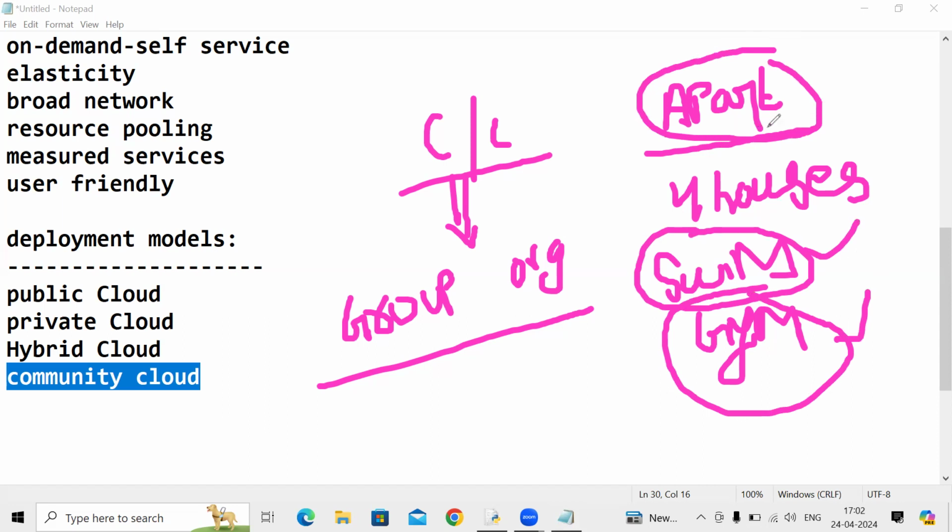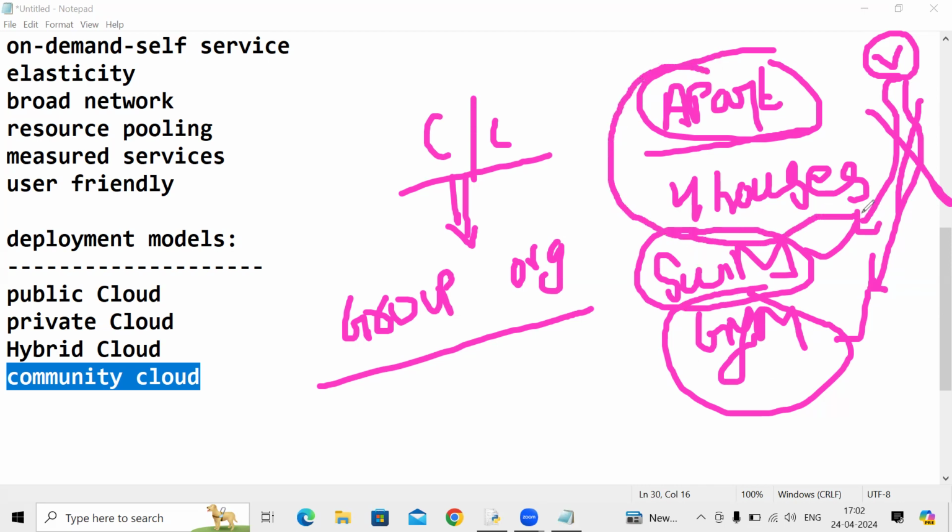Apart from this apartment, there is one more apartment in some other place. The people who belong to other houses and other apartments, if they want to join this swimming pool or this gym, it is not possible. Why? Because this swimming pool and gym belong only to this apartment, I mean only these four houses and these four families. It does not belong to any other. That is nothing but community cloud.